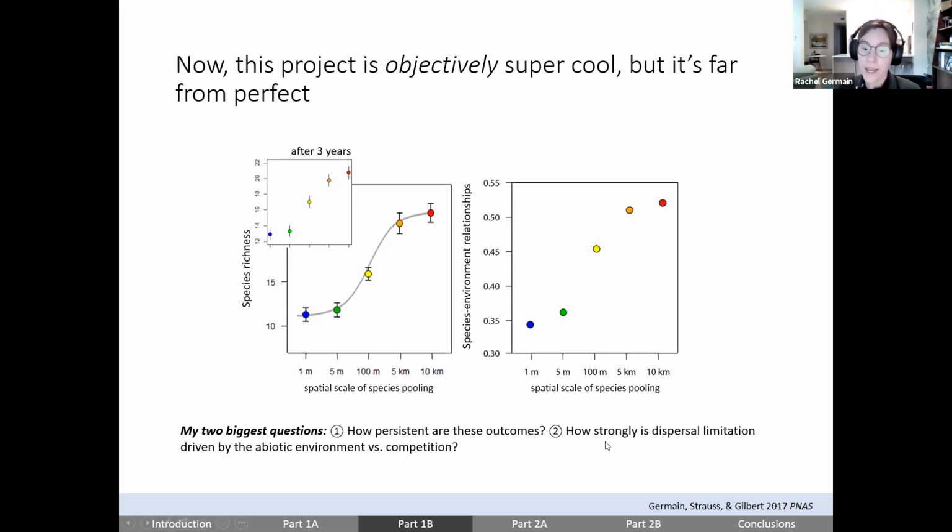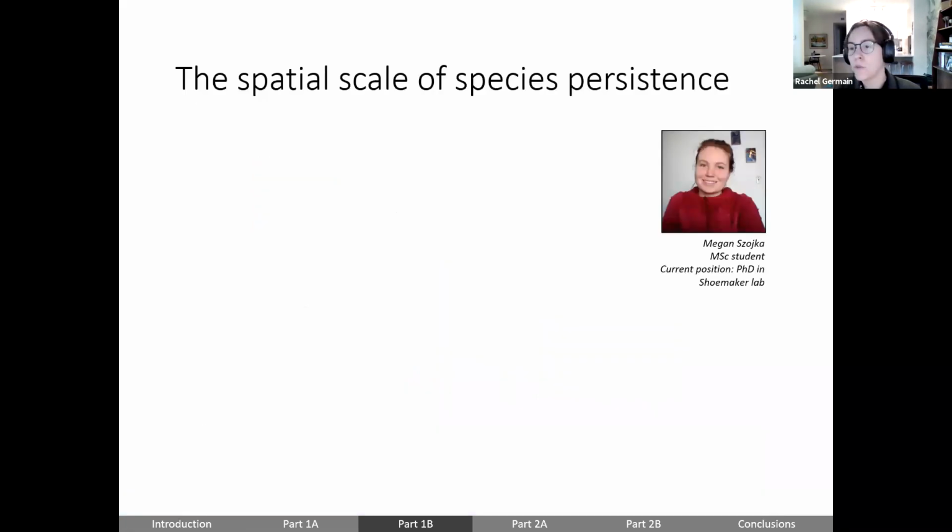And the second, we can actually ask how strongly dispersal is driven by the abiotic environment versus competition. And so I want to tell you really quickly about a project. I'm not going to show you data for this one, but I do want to just mention it because it's really cool. And this is work by Megan Soyka, who's going to introduce herself.